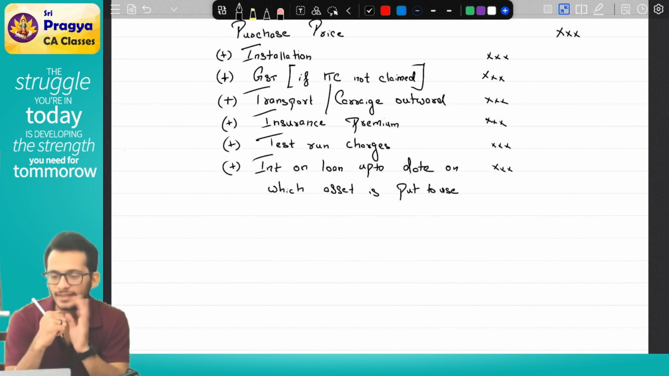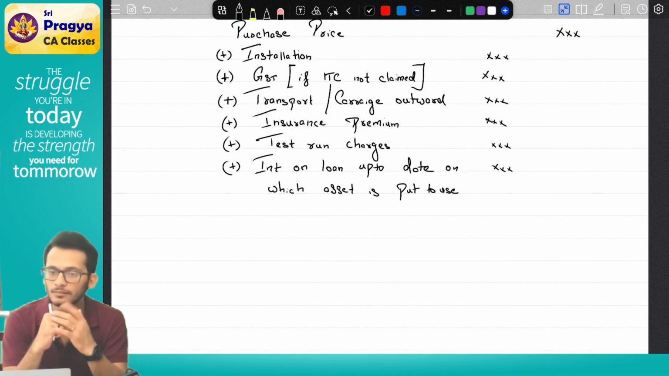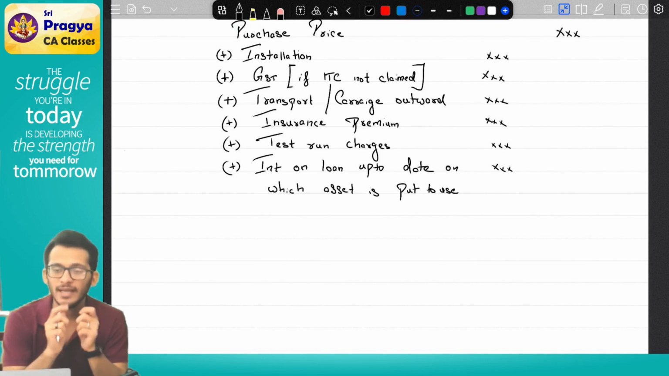Now Rahul, I did a test run. In the test run I found some product. I will keep this product in my home, or I'll sell it. If I sell it, I will receive money. That money which I received is before the asset is ready to use or after the asset is ready to use?